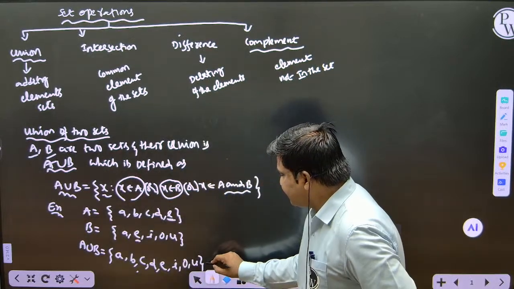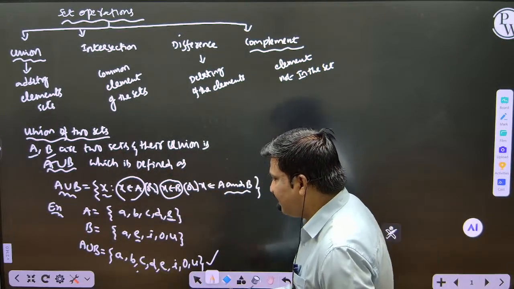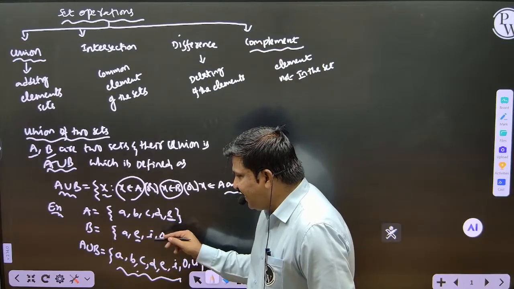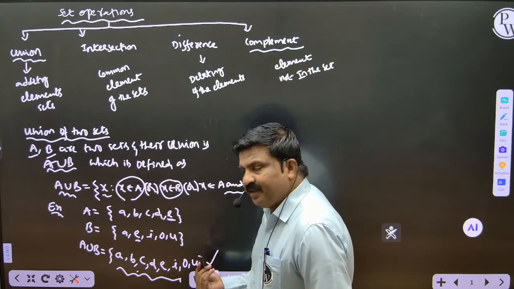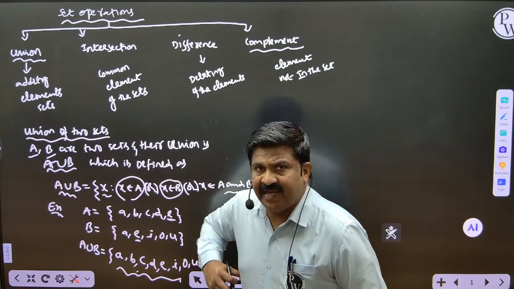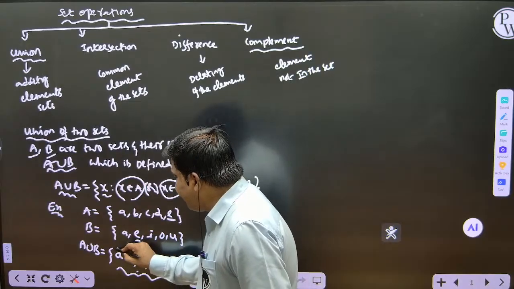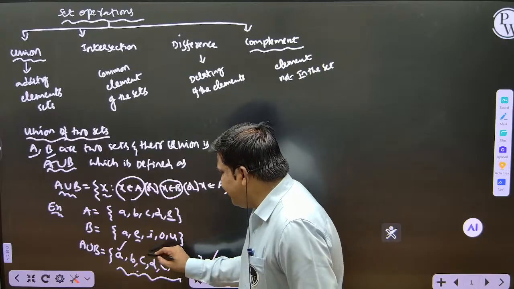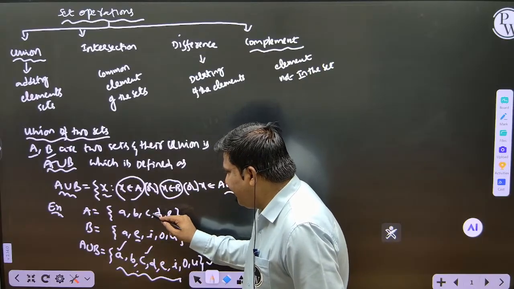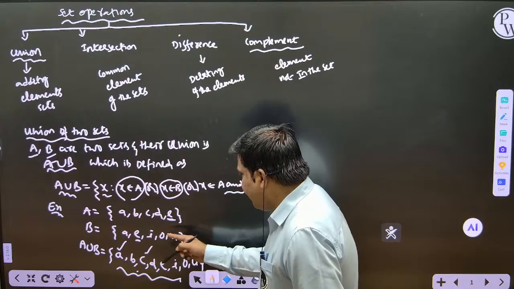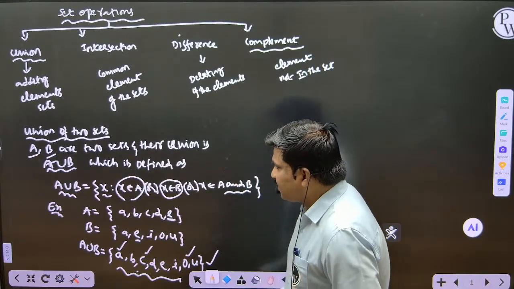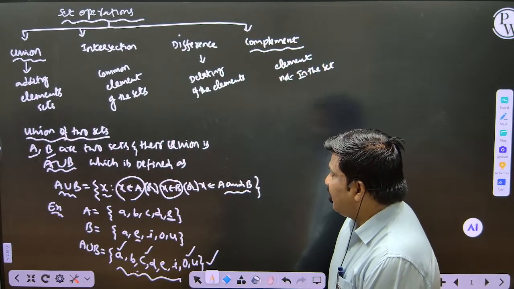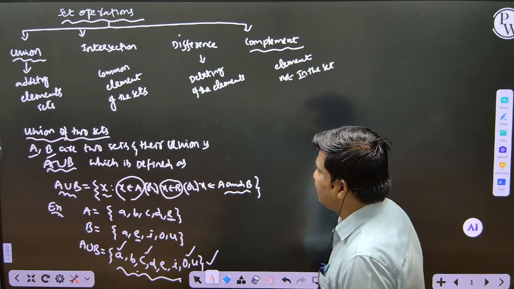Now if you see this set, what is its nature? You take any element in this set, it may be present in A, or in B, or in both A and B. If I take a, it is present in both A and B. If I take c, it is present only in A. If I take o, it is present only in B. So that's why A union B consists of elements of A or elements of B, or maybe both.